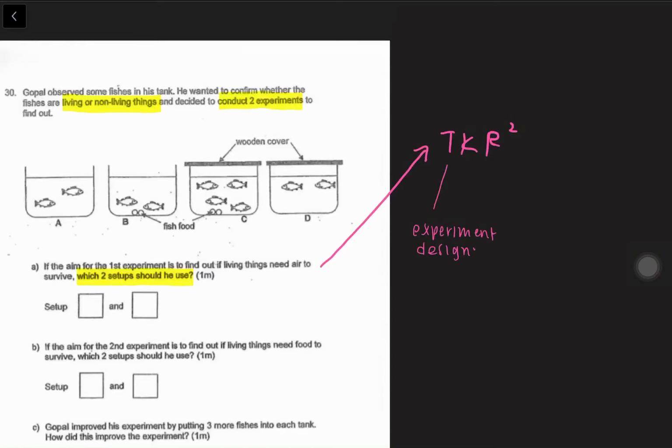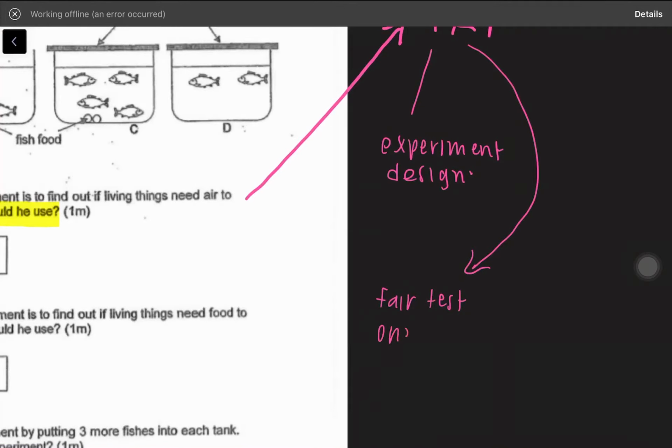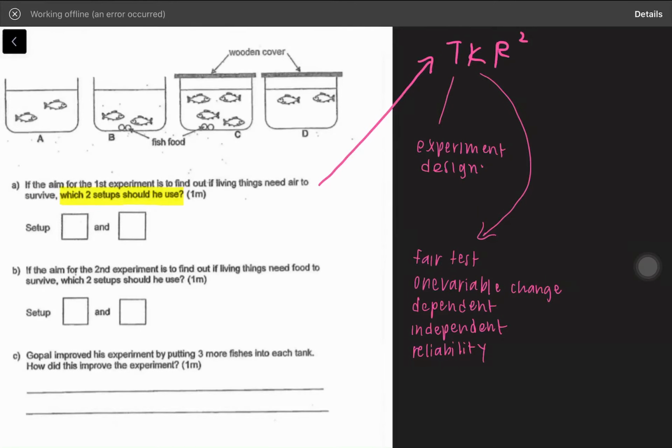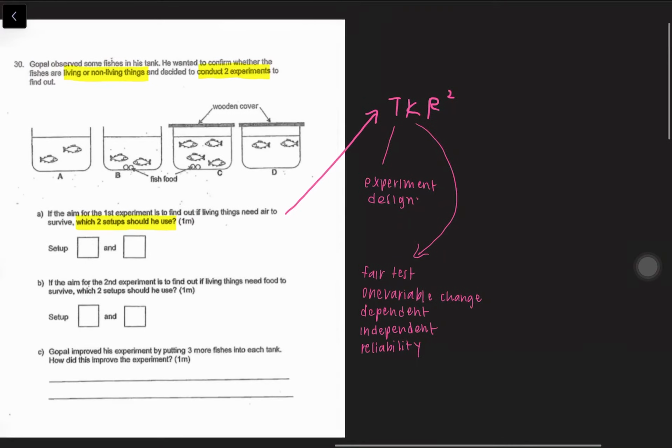So what are some of the keywords that we know related to experiment design? We know keywords such as fair test. So what is fair test? Only one variable change. Dependent, independent. We also know about reliability. So these are some examples of the keywords related to the topic of experiment design, or how to design a good experiment.